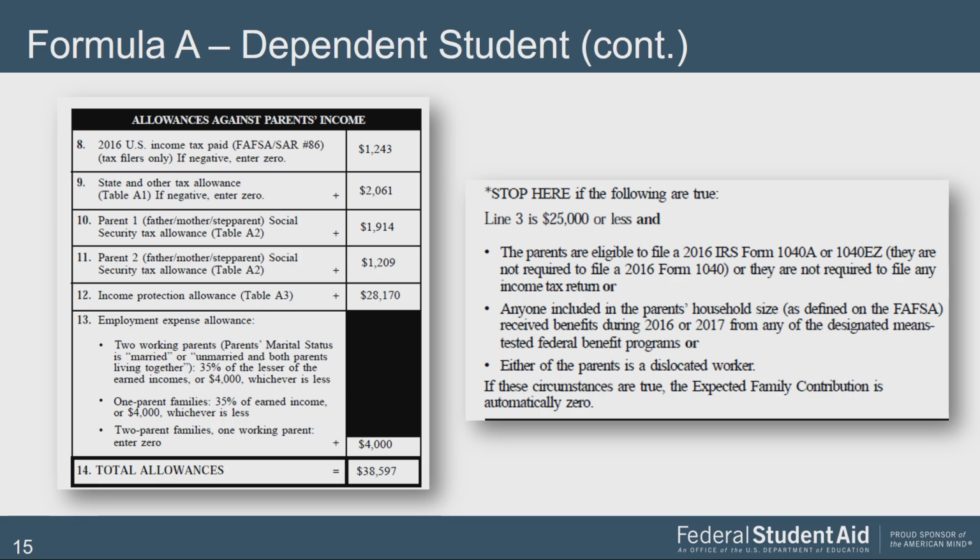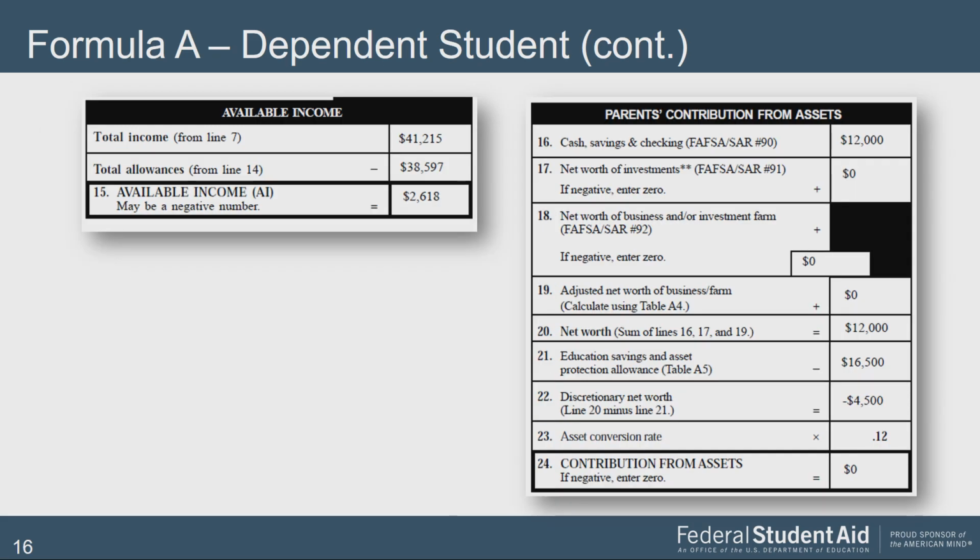So anyway, all of those allowances that you see on the screen are summed up to be an offset to income. So now we're at the available income step. We take that adjusted gross income from the first worksheet, we subtract the total allowances, and here is a number called available income. Of that whole $41,215, the only portion of that income that we're going to even consider, that's even going to go on playing the game, if you will, is $2,618. All the rest of it.